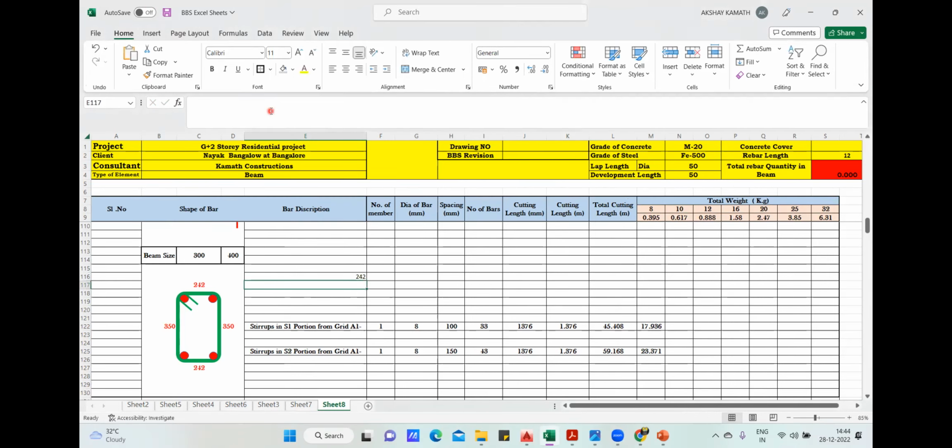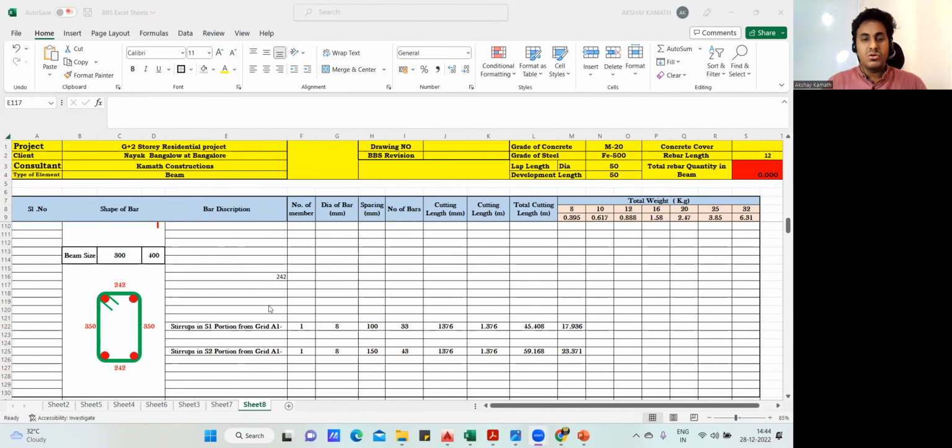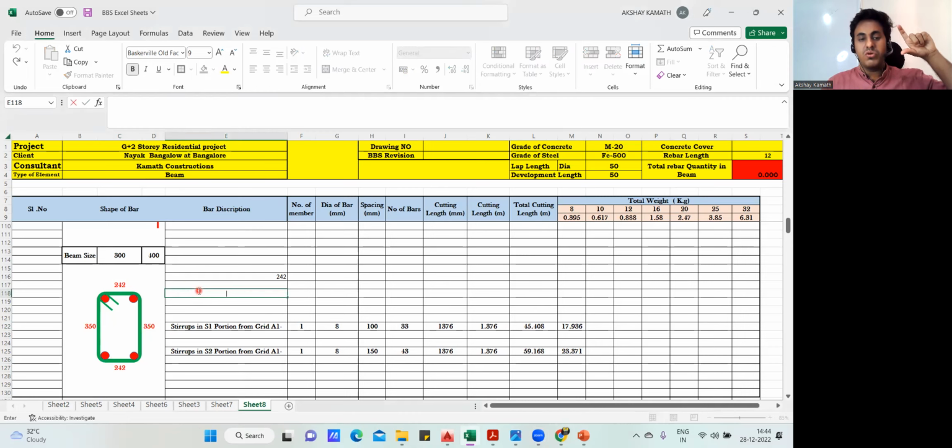How much did I get? 242. And what did I write here? Same, 242. So if this is 242, obviously this is also 242. So I've interlinked this with this. Now come to the depth part. So what is the depth? Your depth is 400. So how do you find it? Again, plus 400, minus top 25 mm cover, minus bottom 25 mm cover, minus the diameter of one stirrup, which is 8 mm. Enter, finish. 342. Okay.